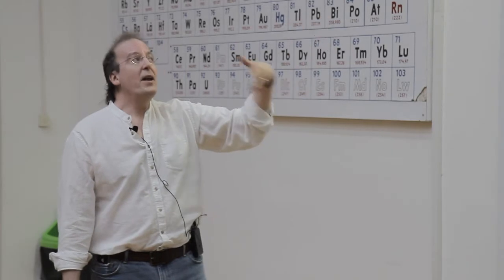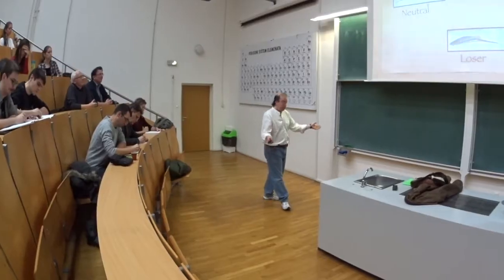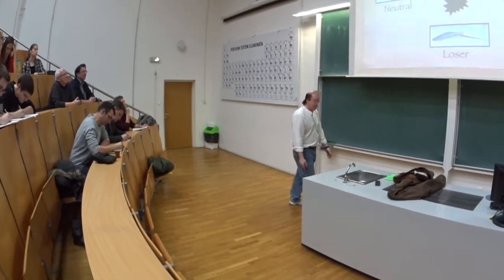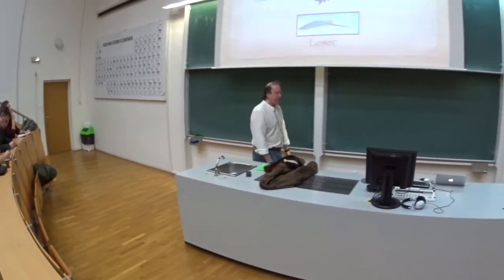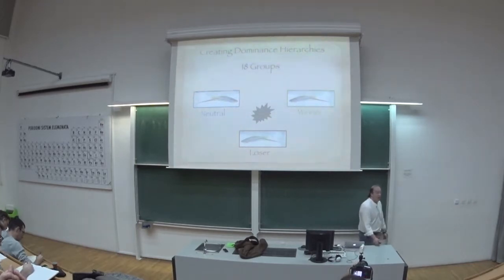And then we formed 18 groups, and each one of the groups had one of each of the winner, the loser, and the neutral, the individual who had no experience. We put them together. We let them interact for a matter of a couple of days. And as I mentioned before, when you do that for that period of time, these groups become stable dominance hierarchies.